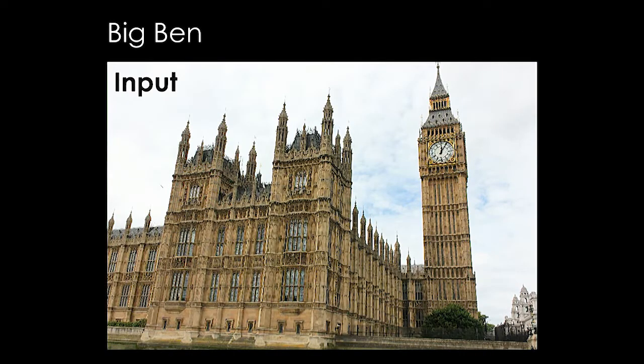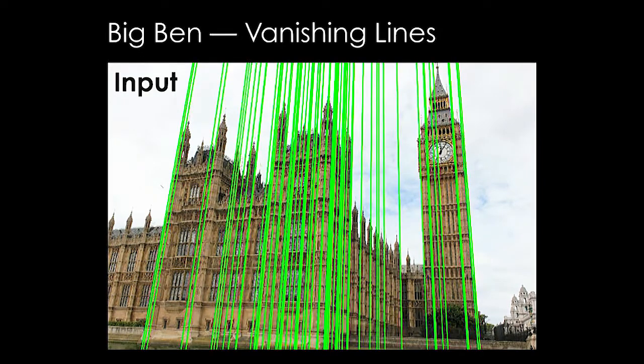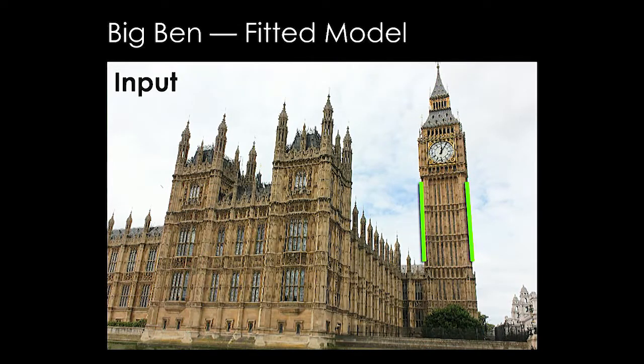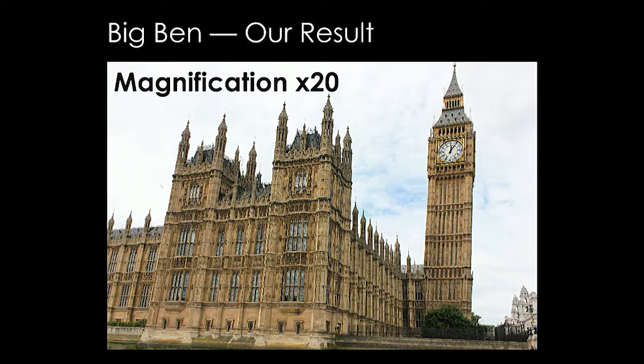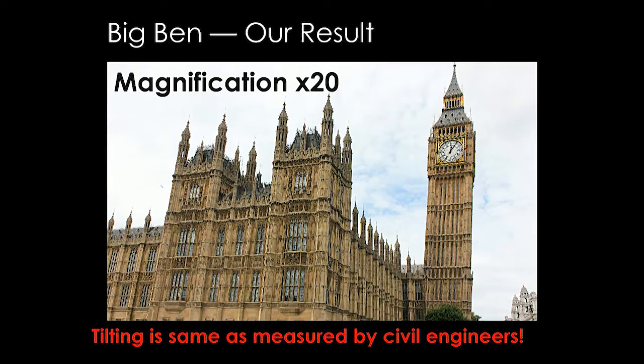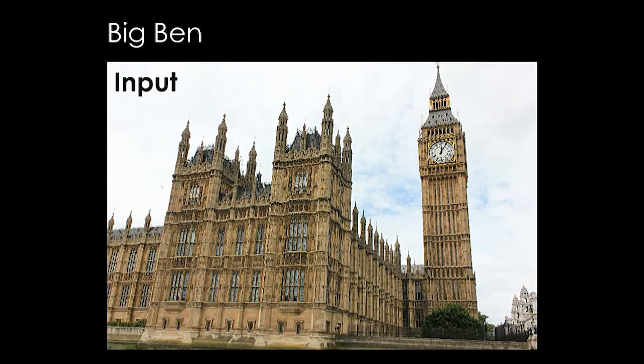In this example, we took an image of the Big Ben, and we fed to this image vanishing lines. Vanishing lines are lines that are parallel in 3D. We consider 2 of them to be the perfect model that the tower should comply with. And we compute, again, the very small invisible sub-pixel deviations from this perfect model and magnify them by 20 times. This is the result. We can actually reveal that the tower is tilting, and it's in the same direction as measured by civil engineering. Here you can see it again.